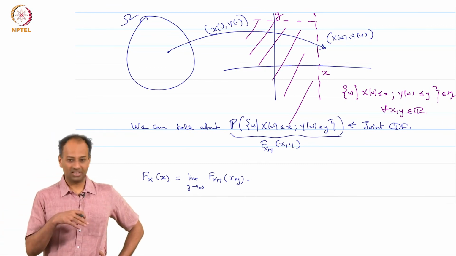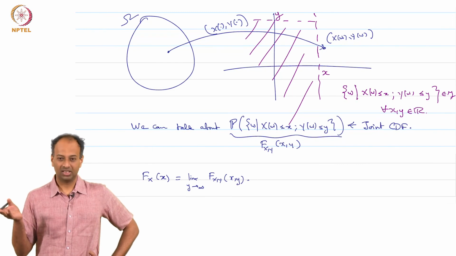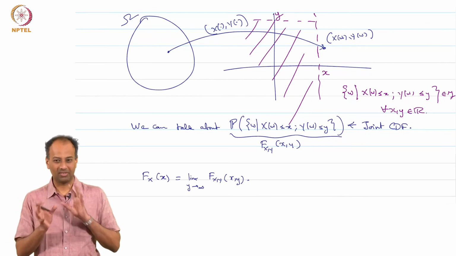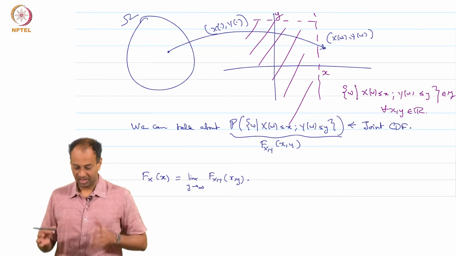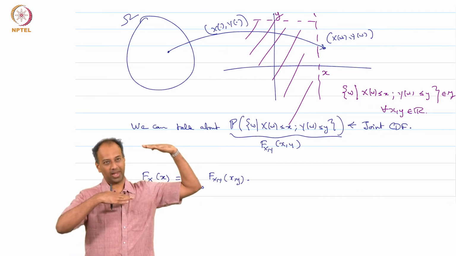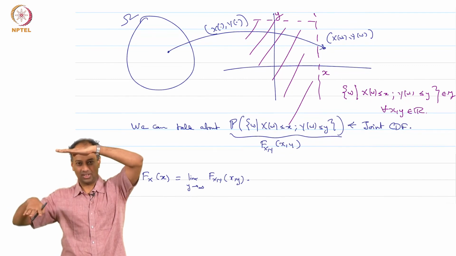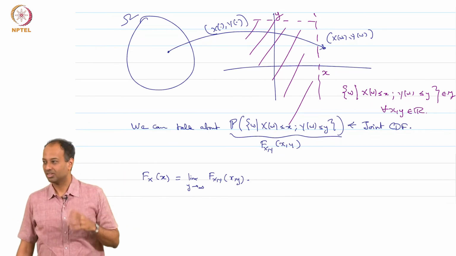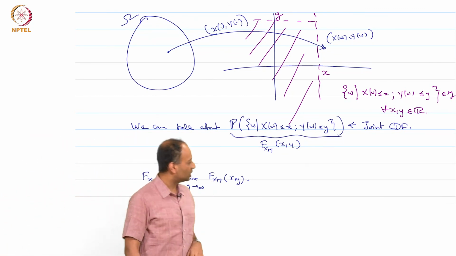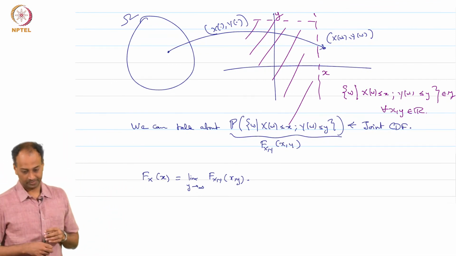But of course, given the marginal CDFs, there is no way you can recover the joint CDF, because you are losing information on how they vary jointly. You are only getting how x takes values on its real line and y takes values on the other real line. You miss the joint variation, so that information is lost. But once you know the joint CDF, you know everything about the statistical properties of x and y.